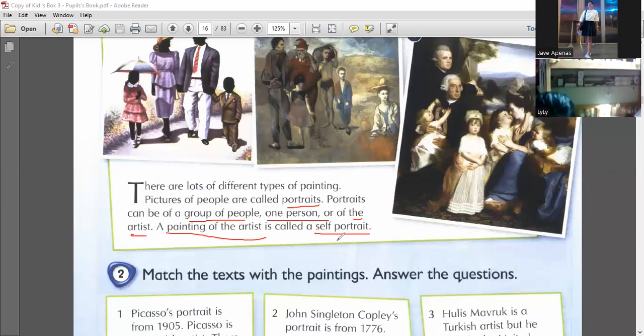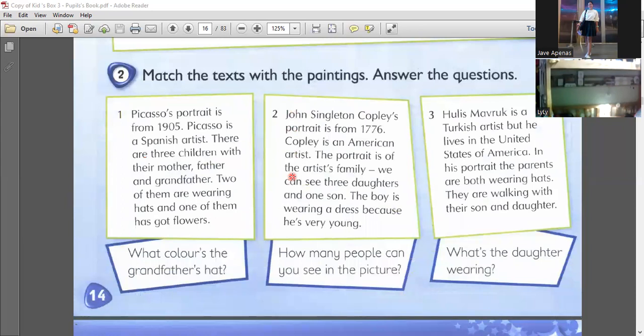Self-portrait. Yes, again, self-portrait. Again. Yes, self what? Portrait, self-portrait. Okay, what is it? Self-portrait. Okay, so now let's go to matching the text with the paintings. Let's match the text with the paintings.